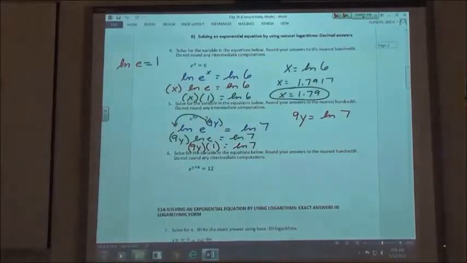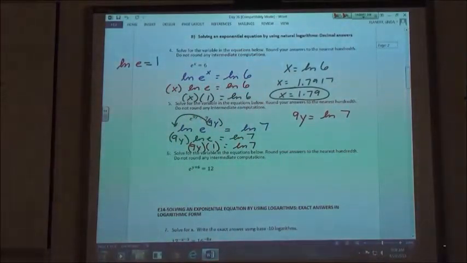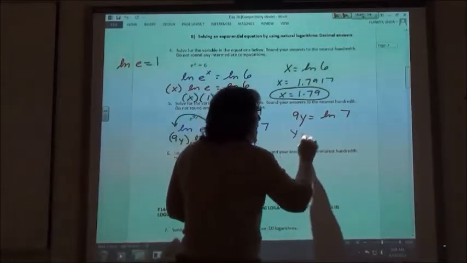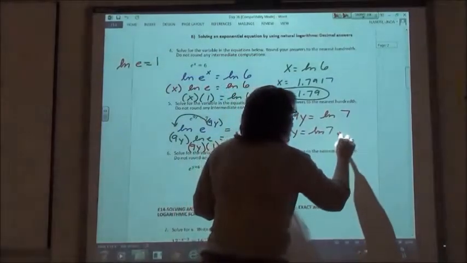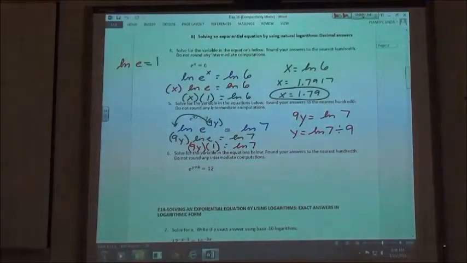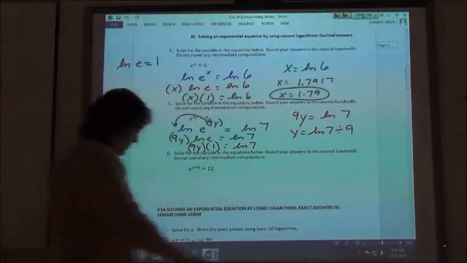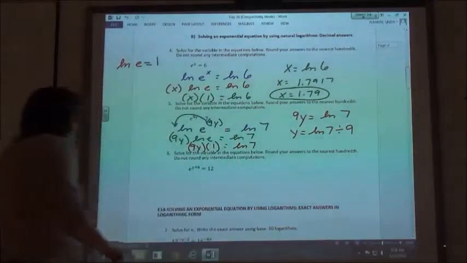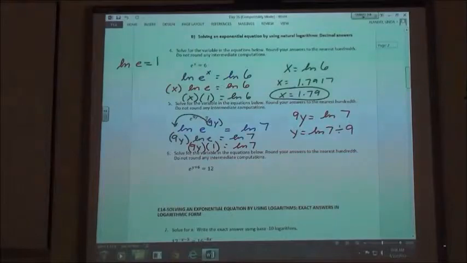Well, on this one, we've got one more step that we have to do, because on the other one we just had a plain x, but this one we have a 9y. So what do we have to do with our 9 yet? Divide by our 9. And again, since we're going to use our calculator, I'm just going to write it with a division sign instead of as a fraction. Natural log of 7 divided by 9. And so we're going to figure that out.